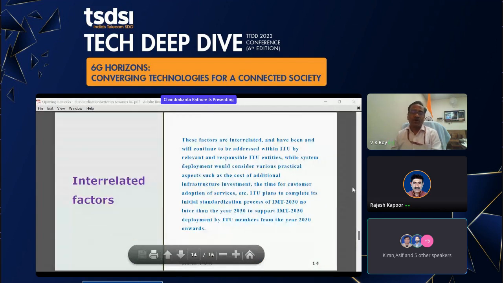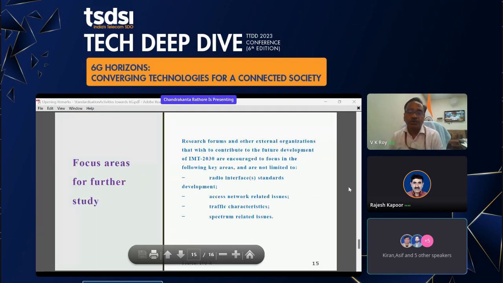Many interrelated factors are there. There should be interworking between the IMT system and non-IMT system. So such types of interrelated factors are there. Next slide, please. So what are the focus areas for further study? Radio interface standards development. These are the focus areas. And access network related issues, traffic characteristics, spectrum related issues. These are important for any mobile technology. We are following the same thing in the earlier generations. But here, again, we are required to have more focus on the radio interface standards development, access network related issues, traffic characteristics, spectrum related issues, and integration of AI, ML, intelligence, pervasive intelligence, computation in the IMT 2030.